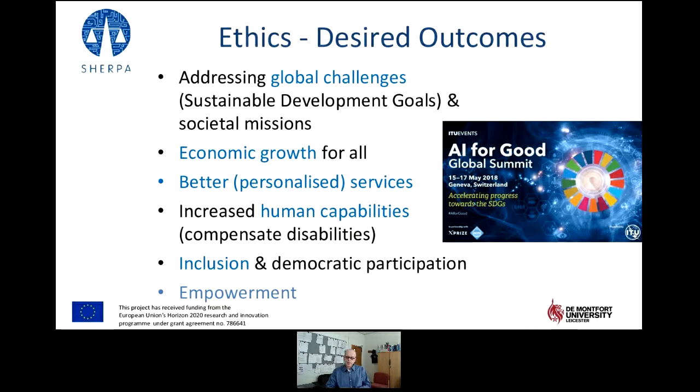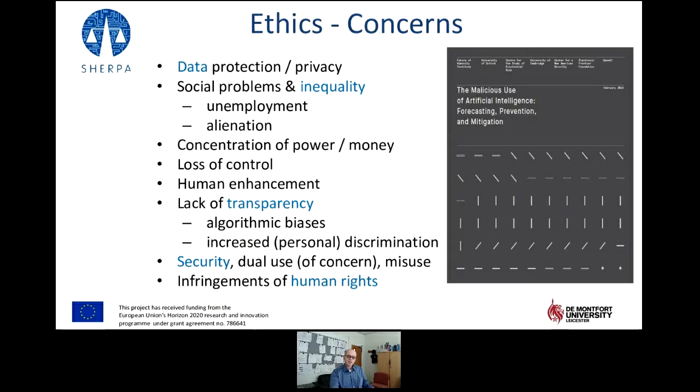There are suggestions that these technologies can help inclusion, can help make sure people are able to participate in society and also in democratic decisions. And overall, there is a hope that these technologies can lead to empowerment of citizens and people in general. So I think it's important to keep that in mind, that there are lots of positive outcomes that we associate with these technologies. But at the same time, there are also lots of concerns. So this is a short list of some of the frequently cited ones.